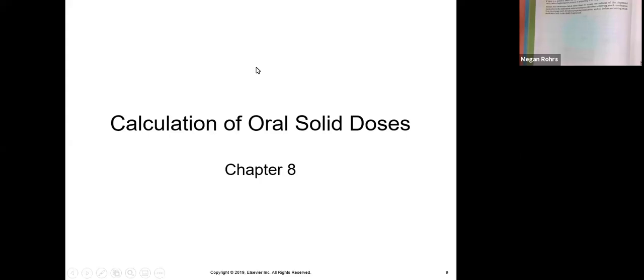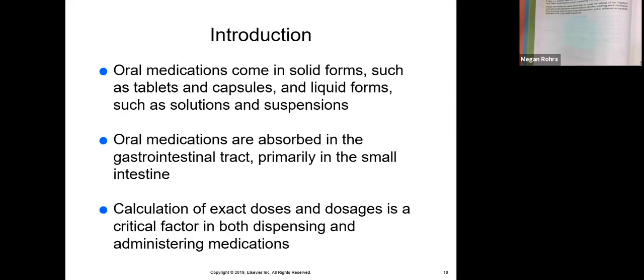Okay, chapter 8 starts on page 149. We're going to be discussing how to calculate oral solid doses. So oral medications most of the time come in solid forms. So we're going to be talking a lot about tablets and capsules in this chapter.